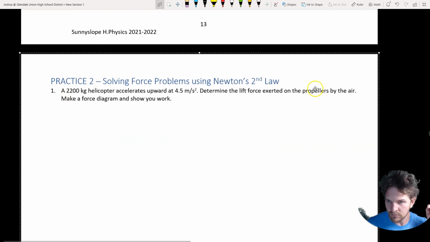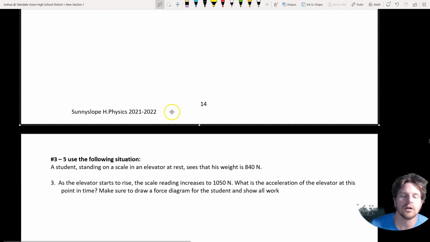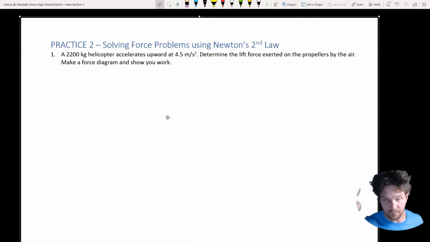It gives you a problem, determine the lift force. Gives you a problem, do the groceries stay in the bag, right? So they're more just like, here's a problem, solve it. But you can choose to draw a picture, but you're always going to need a force diagram, right? So you always start these problems with a force diagram, then from there you get going, okay?